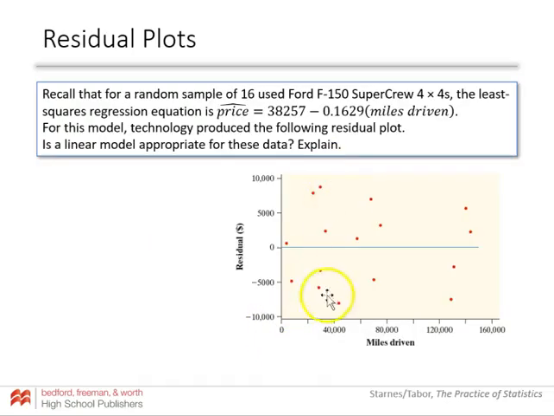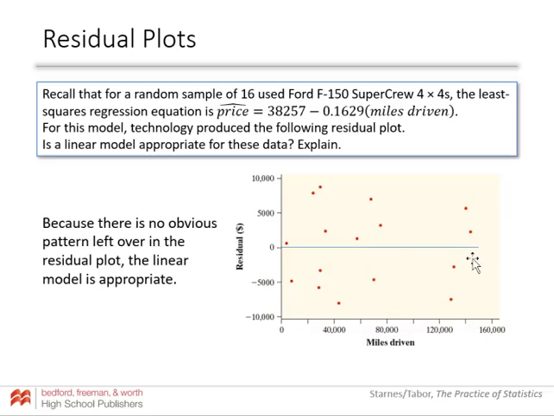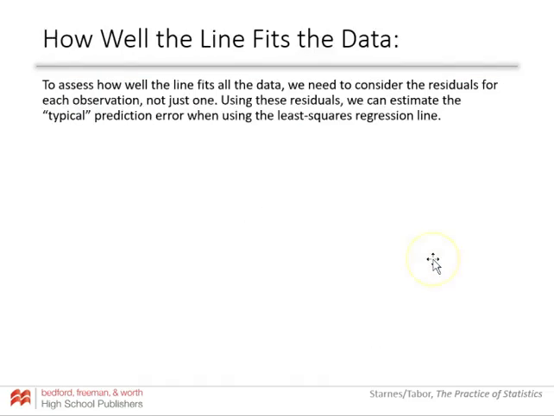All right? Here's our trucks. See how those are kind of random? I can't really draw a line between them that would form a pattern. So that means the linear model is appropriate because there's no pattern in the residual plot.